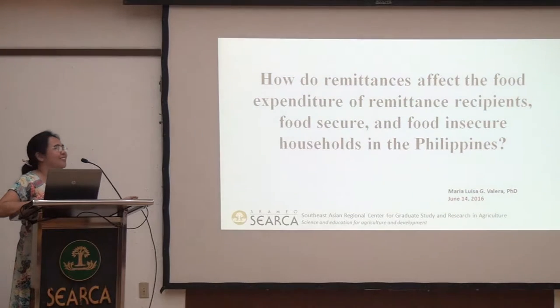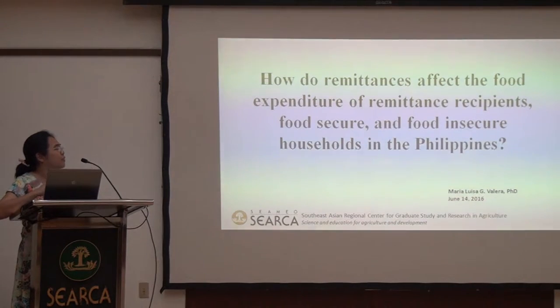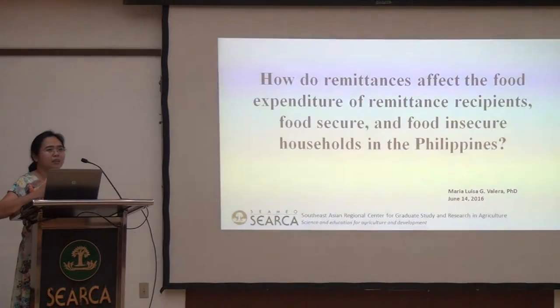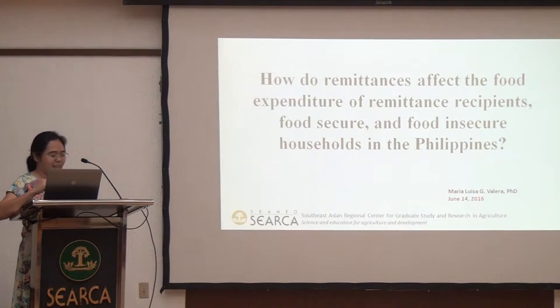So you will notice some changes in the title, comparing the one that you have seen in the advertisement and the one that you see on the slide. There have been some suggestions that I had to incorporate. According to them, I have to divide the households into three: as a whole, those receiving remittances, and of course, food secure and food insecure households. And then try to measure how the remittances have been utilized by these three types of households.